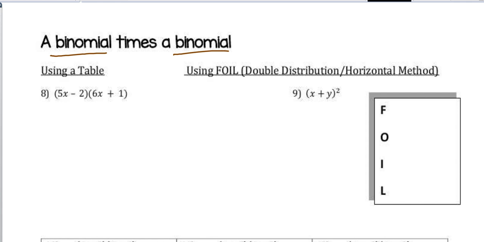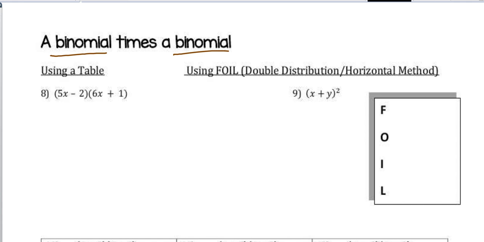So we're going to do this two ways. You have the table method and you have the FOIL method. You can choose whichever method is your absolute favorite. But I will tell you that the FOIL method is going to be really important for you to understand moving forward. In Algebra 2, they're going to expect you to use the FOIL method, but you don't have to this year. Just use what you're comfortable with this year, and then you'll eventually get to the FOIL method if you are not there yet, and that's okay. So let's start with the table method.